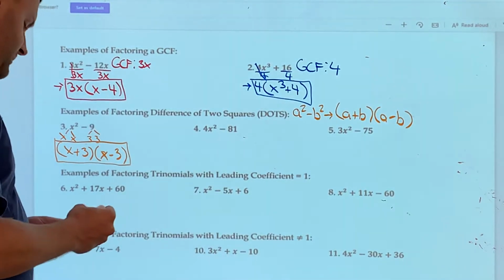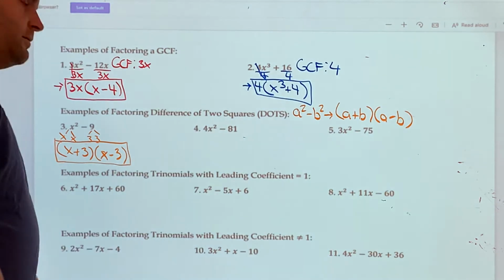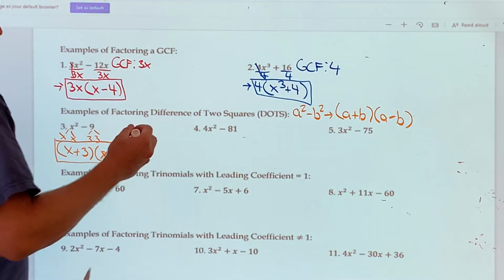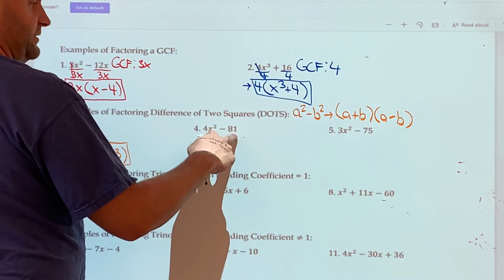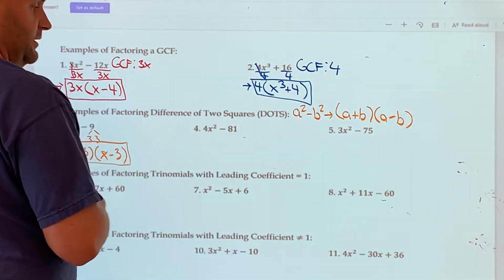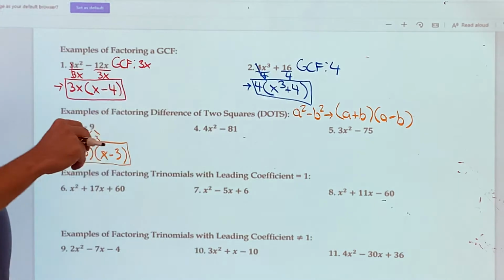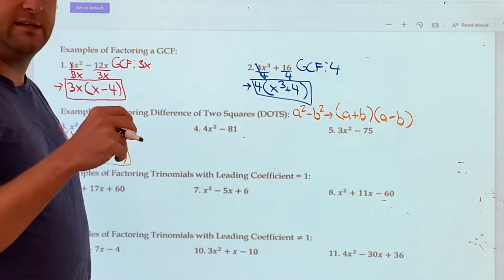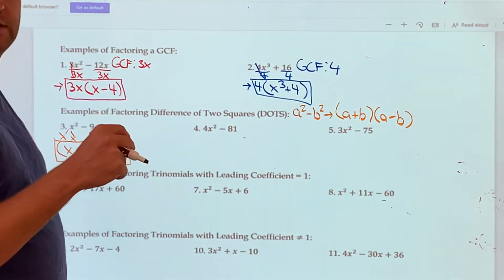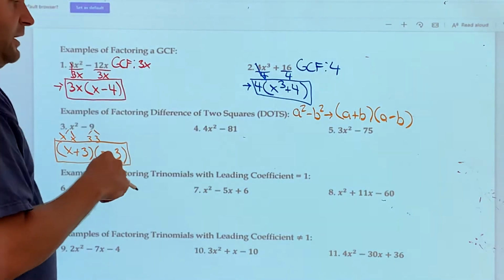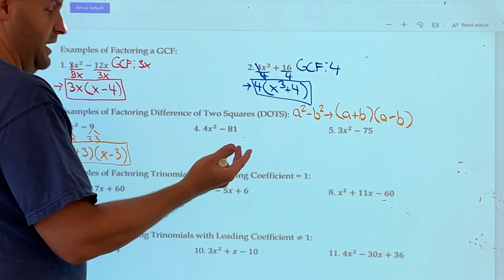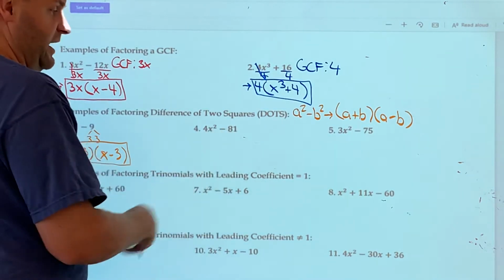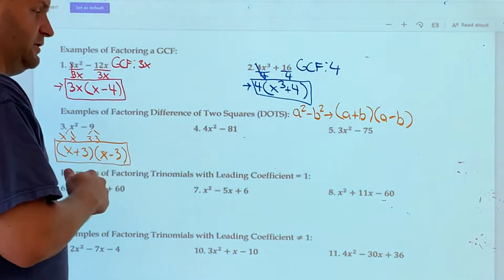Okay? All right, let's look at 4. So in 4, same thing, minus sign, two perfect squares here that we can take the square roots of. Okay? Now, the one thing that I forgot to mention is that if you can take a GCF out, you want to look for a GCF first, always first. Okay? In this case here, 4 and 81, they don't have anything in common, and 81 doesn't have an x or anything next to it, so therefore there's no GCF.